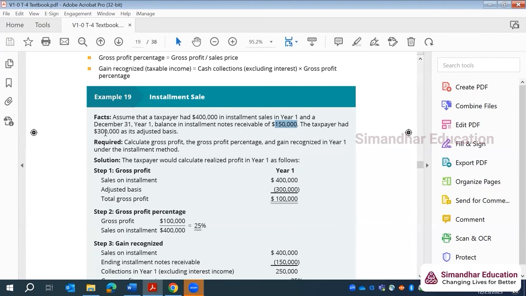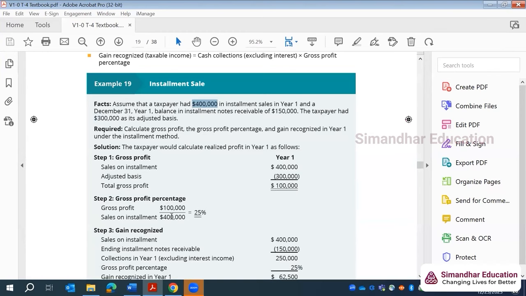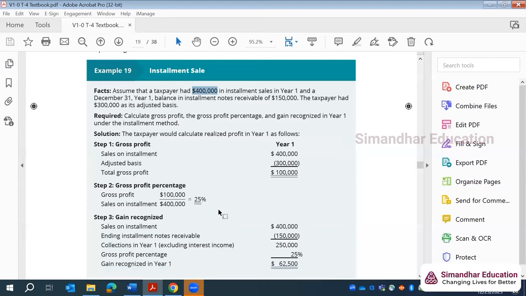The taxpayer had $300,000 as its adjusted basis. So my adjusted basis is $300,000. My sale price is $400,000. So what is my gross profit here? Simple math, right? 400 sale price, adjusted basis of $300,000. My gross profit is $100,000. What is my gross profit percentage? $100,000 as your numerator and $400,000 as your denominator. You get a gross profit percentage of 25%.